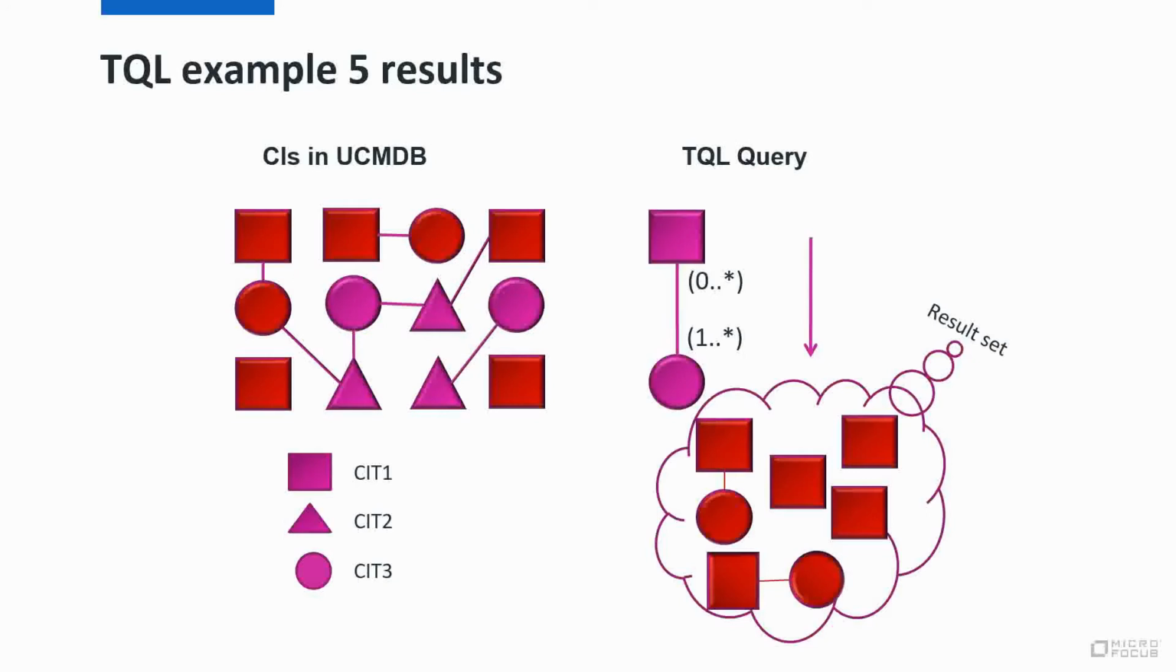The result set for that is all of the squares and the circles that are attached to the squares. Note that not all circles are represented. For example, the circle that's connected to this triangle, and this circle connected to this triangle and that triangle, because they do not meet the TQL conditions.